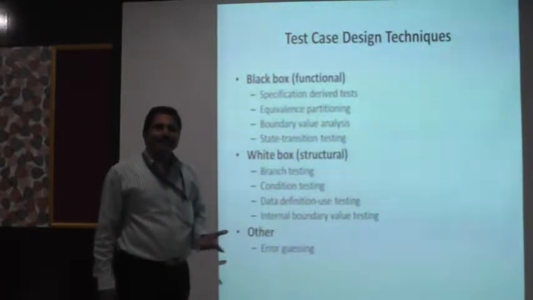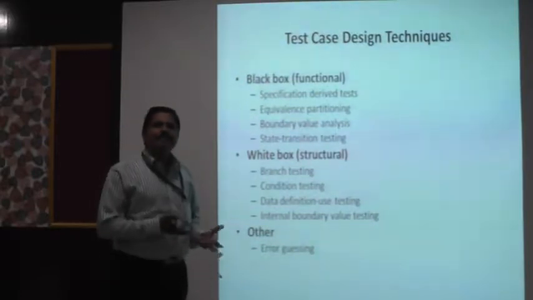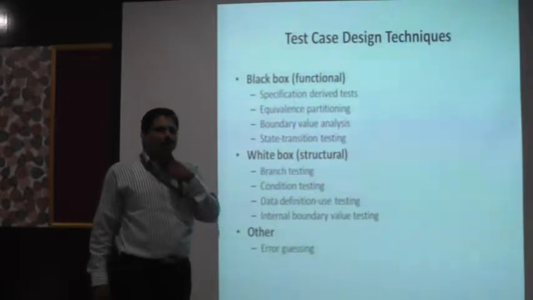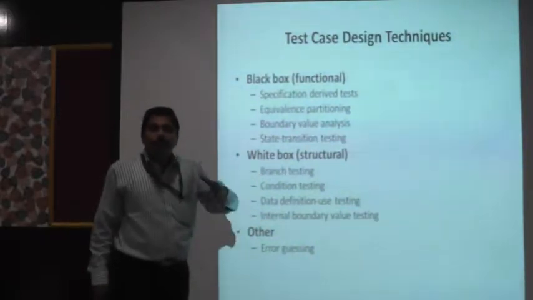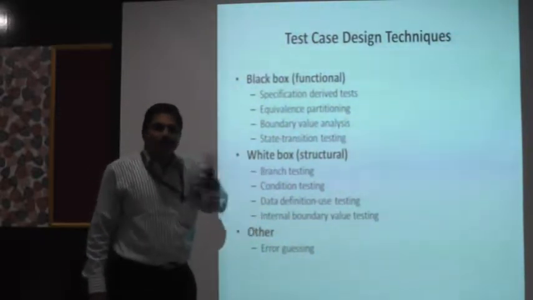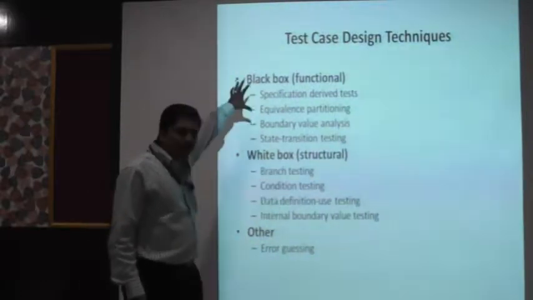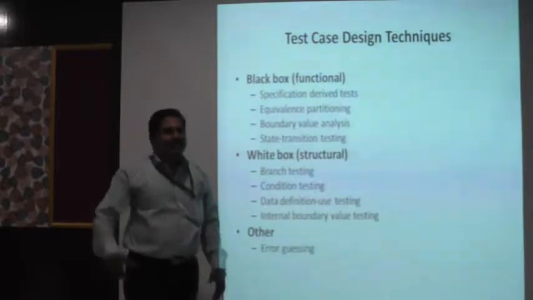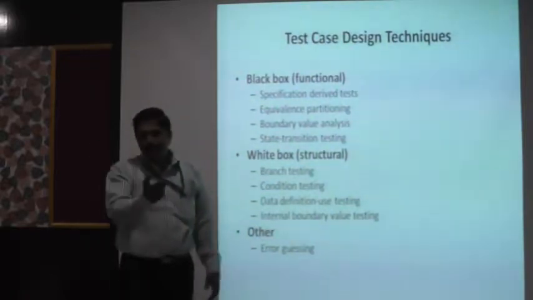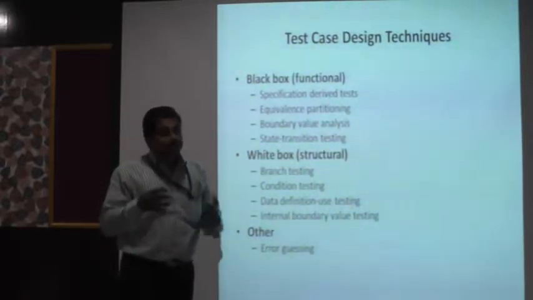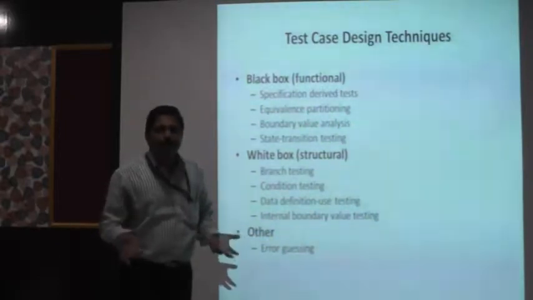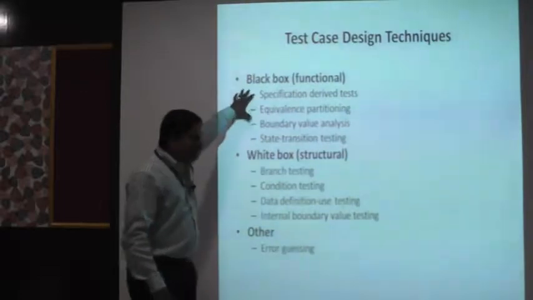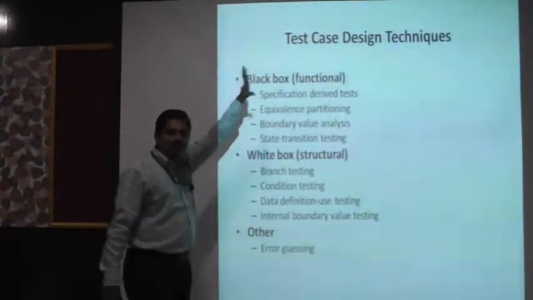Error guessing is just like a trial and error method. So for this input, I expect such an output. We are not testing it based on certain functionality. So that is error guessing. Error guessing is, I guess, and there is a probability that it may come right. There is also another probability that it may come out false. Fine. So now let us go into the details, first and foremost, of black box functional testing.